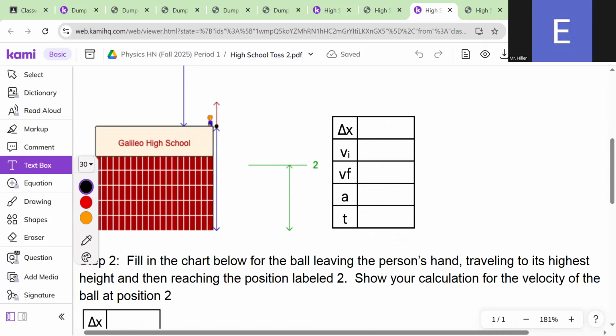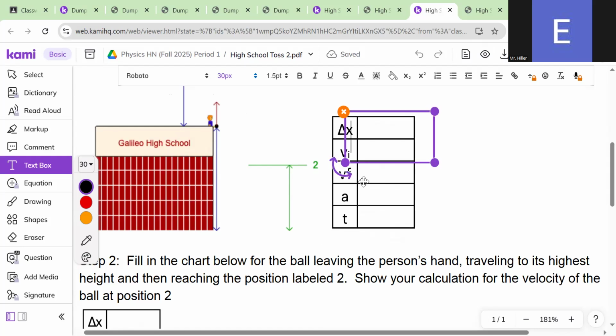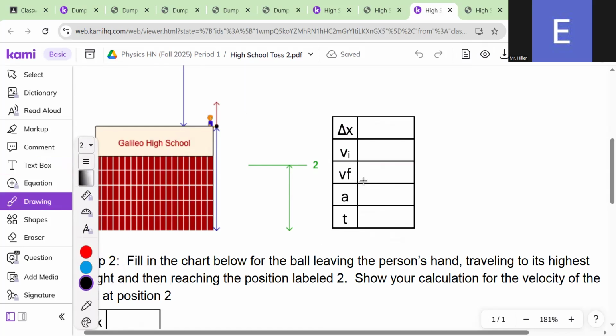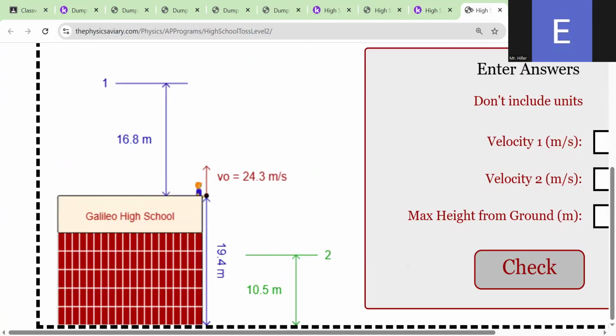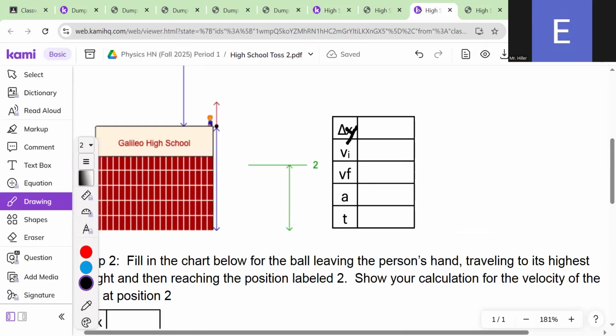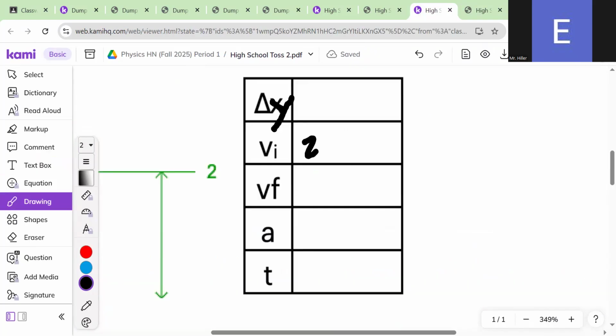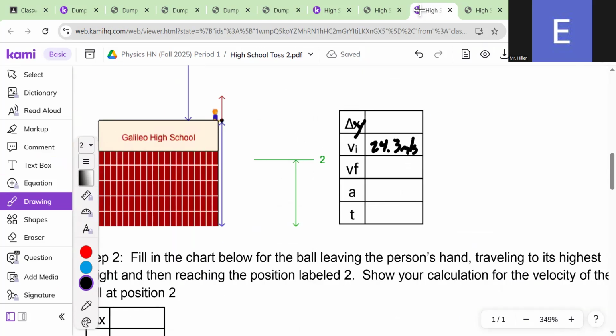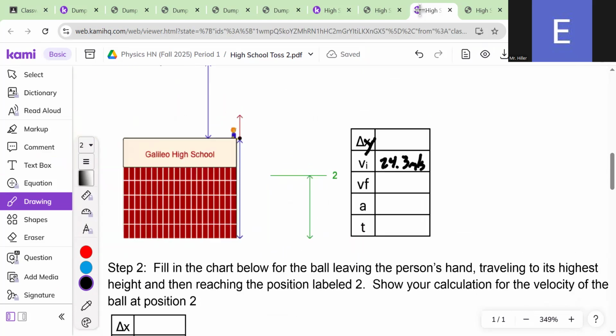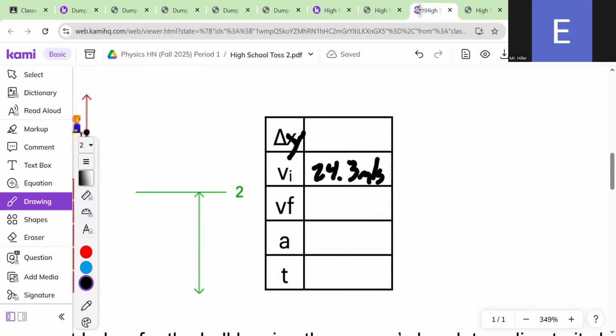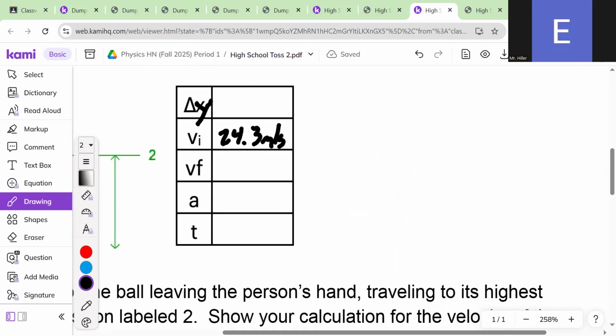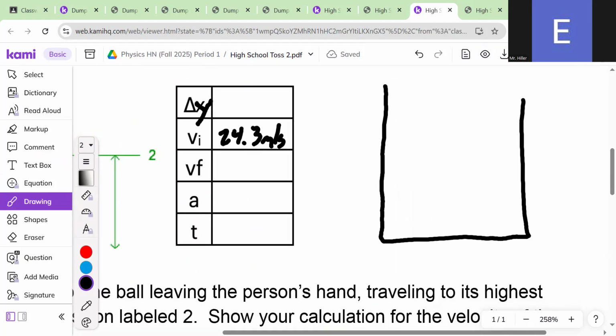Okay, so my delta y displacement, whoopsie. There we go. Is 24.3 meters per second. The displacement, well, it's going to be different displacements. Okay, watch. I'm going to actually use this table twice. You'll see what I mean.